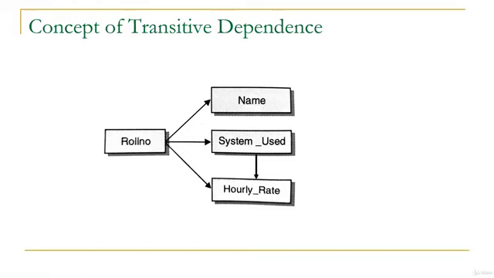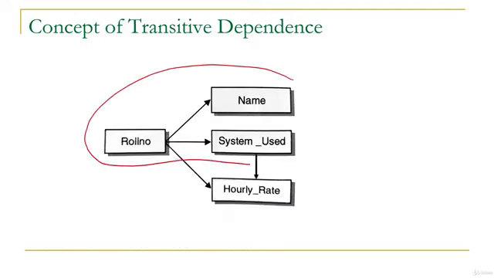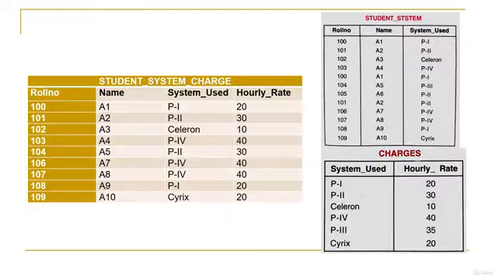So in order to solve this, we have a rule that whenever we have this situation, you have to create two tables. One is AB and another is BC. So when we apply this over this, we have to create two tables. One is roll number, name, system used, and another is system used and hourly rate. So we have these tables, and through this we are able to solve the problem of insert, update and delete.